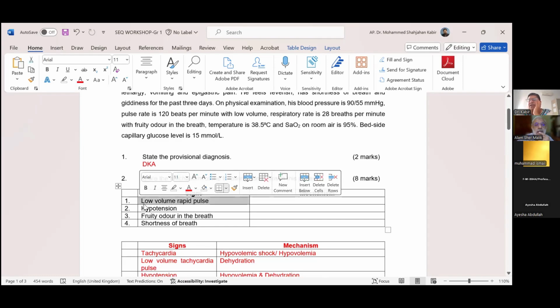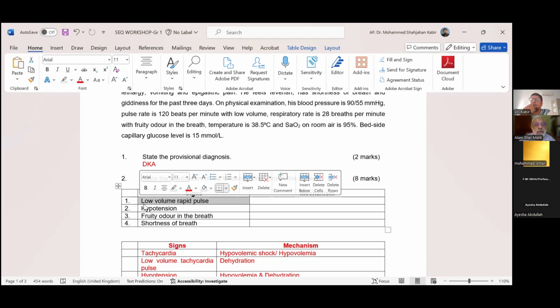For dehydration, there could be tachycardia, hypovolemia causing tachycardia, a low volume pulse, right? And dehydration may also cause hypotension, right? So to some extent it is dependent, but in other ways they can also explain this one. I think Dr. Aisha was raising the same point.